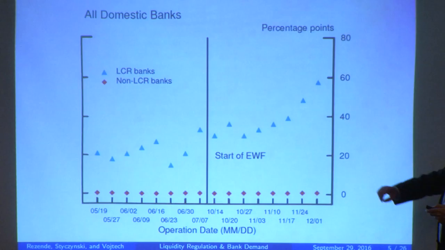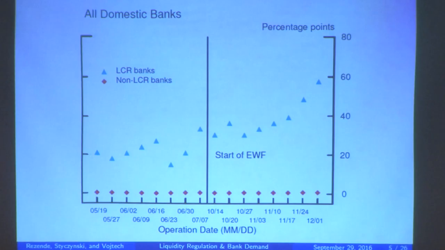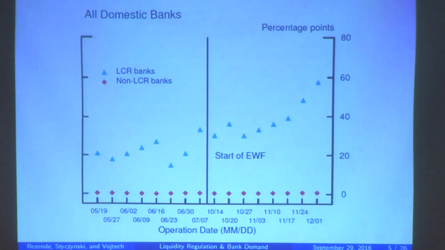And the participation rate of banks subject to the LCR trends positively over time with no clear change around the introduction of this early withdrawal feature. Now, I'm going to narrow the sample a bit. Here we have all banks. Now I'm going to narrow the sample around this threshold of $50 billion to banks between 5 and 500 billion.